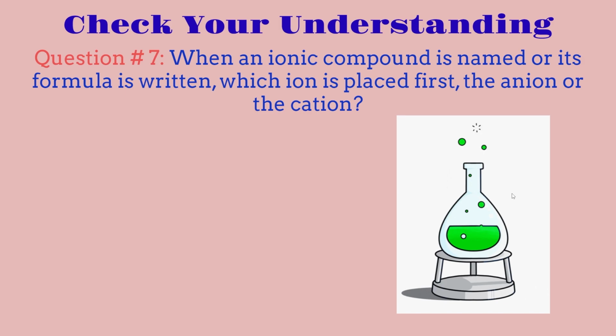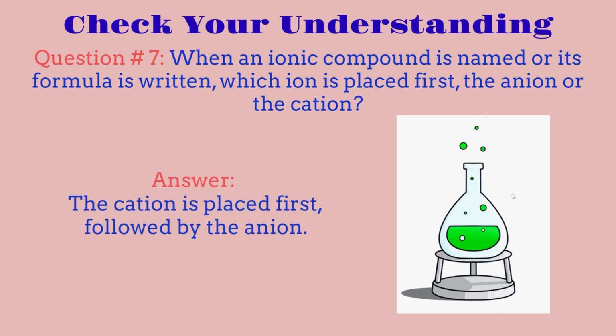And for question number 7, when an ionic compound is named or its formula is written, which ion is placed first, the anion or the cation? This is a really simple problem. The answer is obviously that the cation is placed first, and then after that it is followed by the anion.